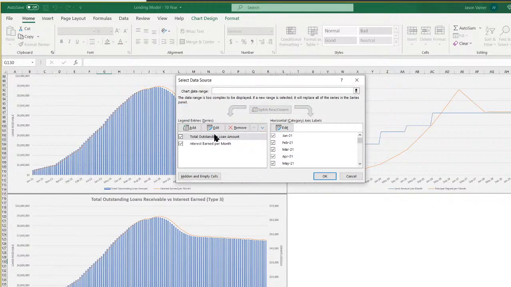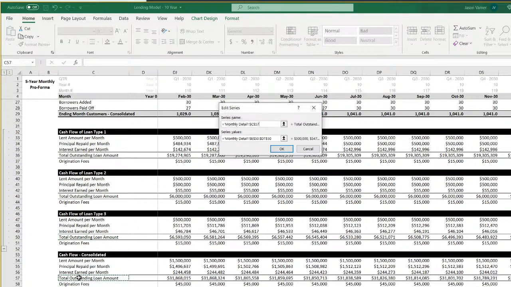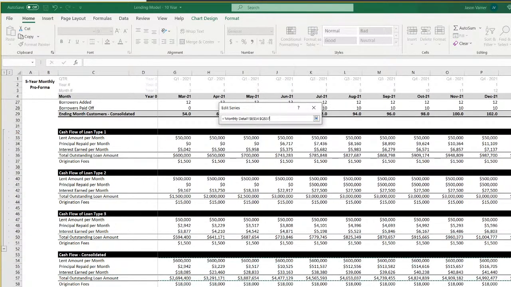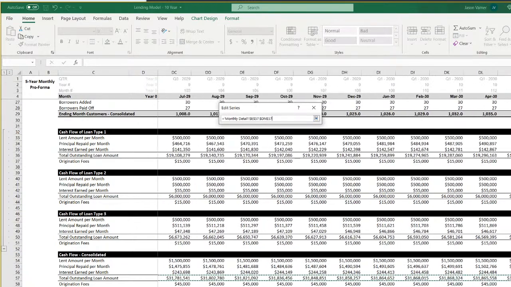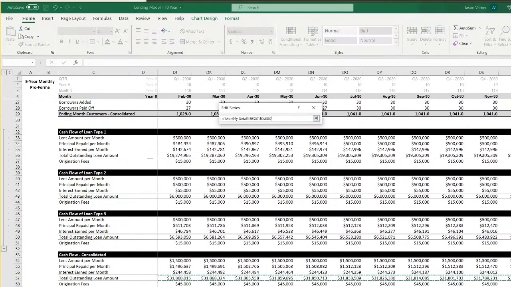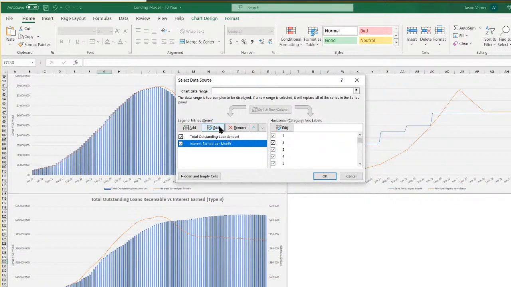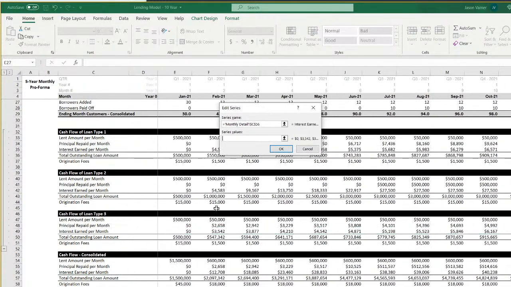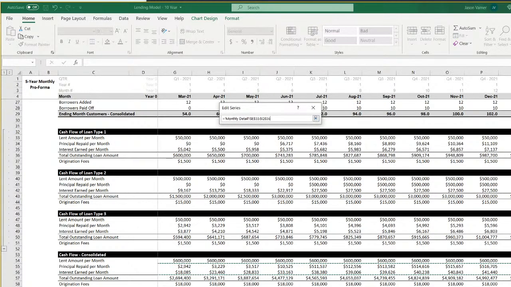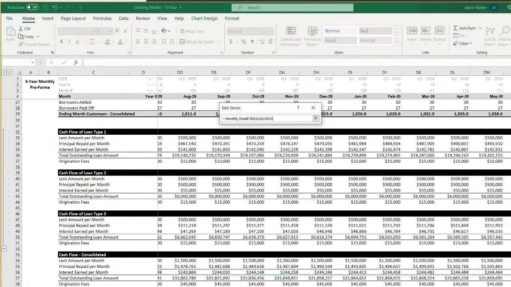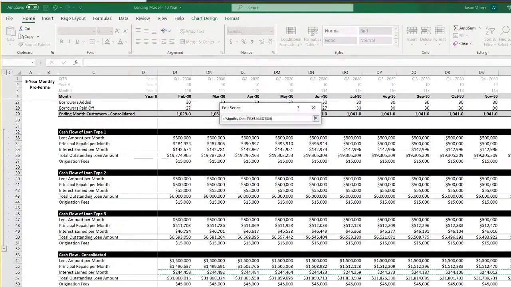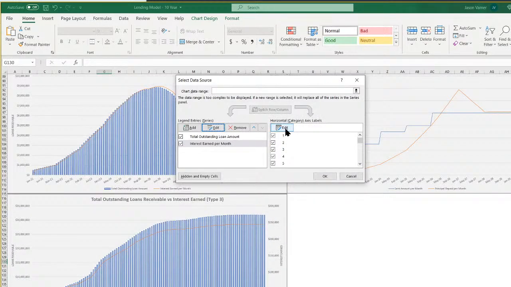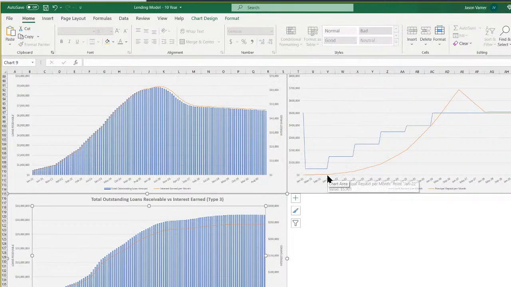Select our data and we'll just go total outstanding, consolidated. Interest earned per month. So interest earned against lent amount. And it's crazy how much logic goes into figuring this out.